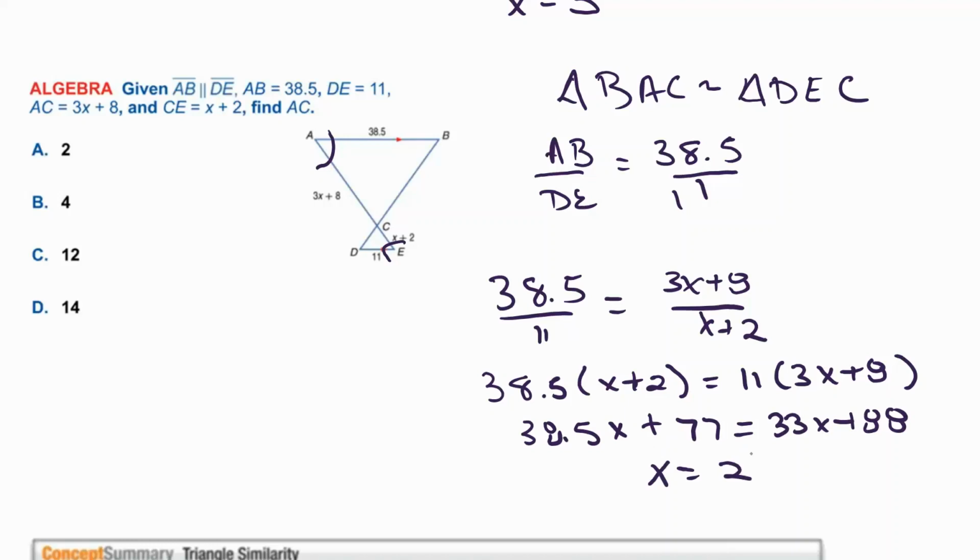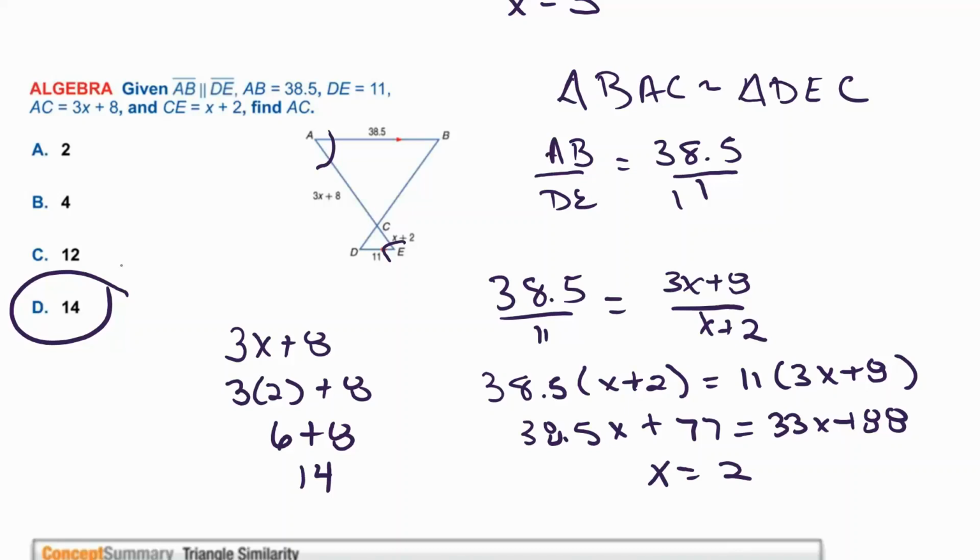And we want to find AC. AC is 3x plus 8. So 3 times 2 plus 8 is 6 plus 8, which gives us 14. And that concludes the lesson for 7-2.